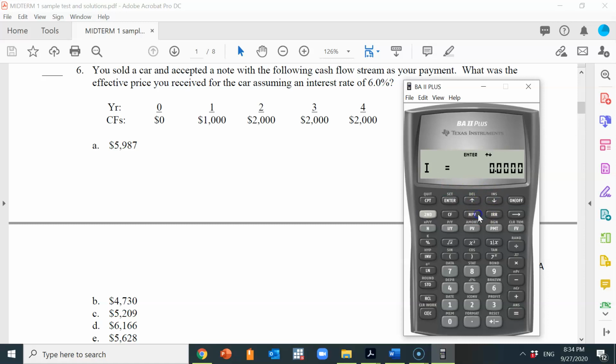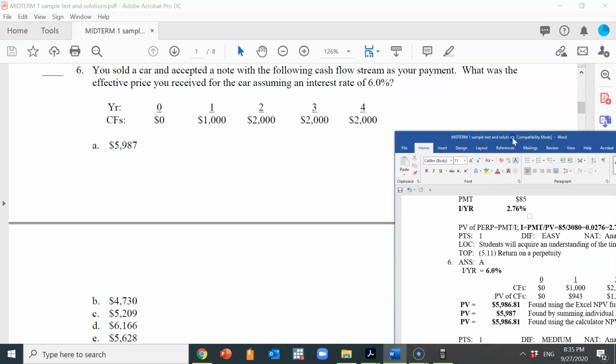And then I press NPV, input I as 6, enter, down button, compute. So I get option A here, 5987, or 5986.81. It rounded to option A. So I just use cash flow and NPV function to solve for uneven cash flow questions.